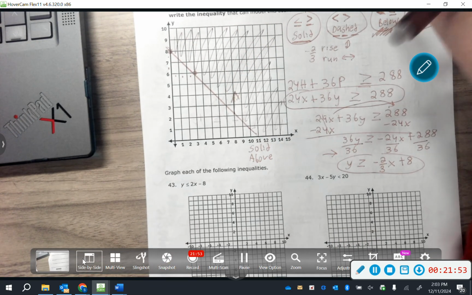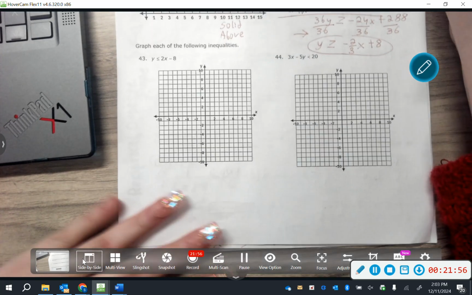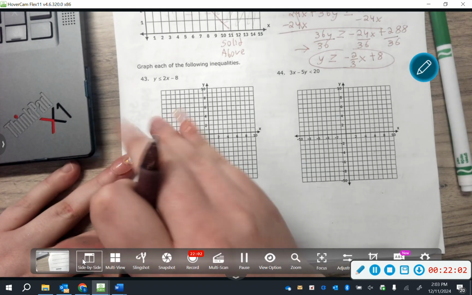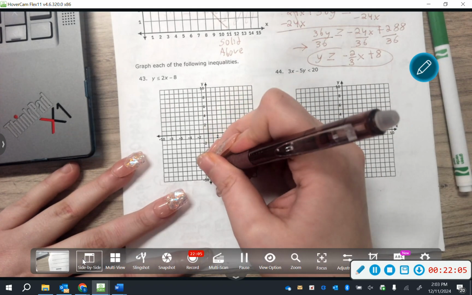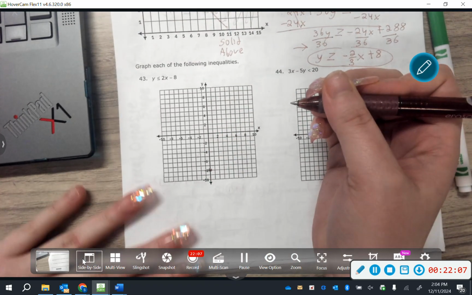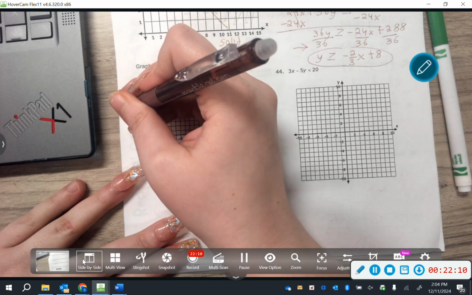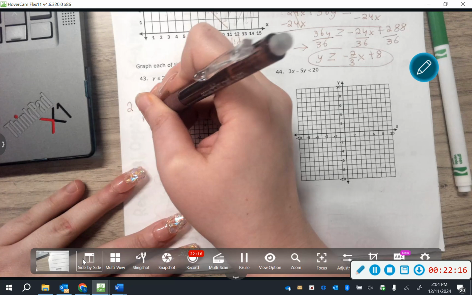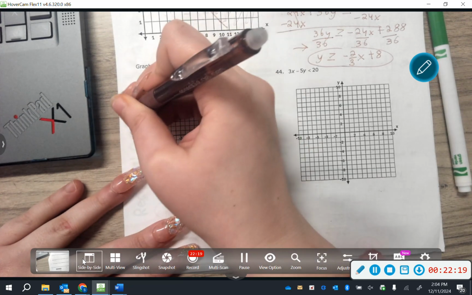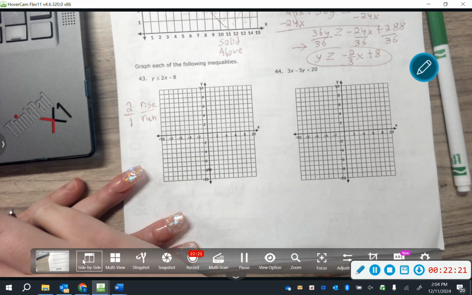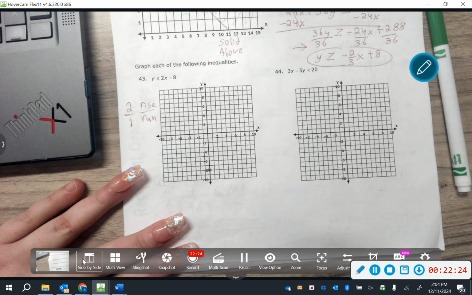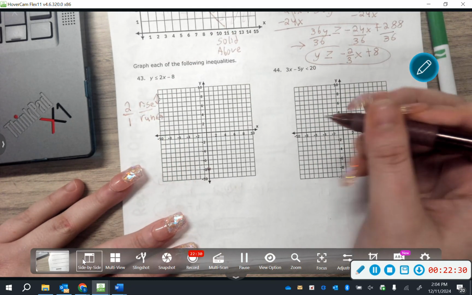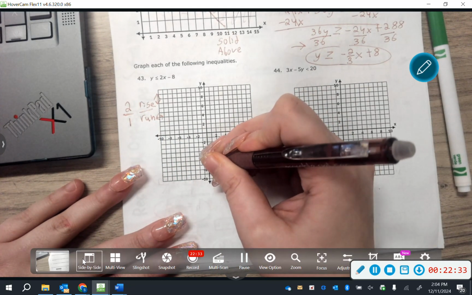All right, let's see if I can get these last two done before the bell. All right, this one is already in slope-intercept form, so we don't have to mess with it. We have a y-intercept at negative 8. So I'm going to put a point at negative 8. Well, I know my slope is 2. If I do rise over run, let me backtrack. If there's no denominator, if it's not a fraction, the number on the bottom is a 1. So it means I'm going to rise 2, that means go up and down, run 1, left and right. So I'm going to go up from here, 1, 2.